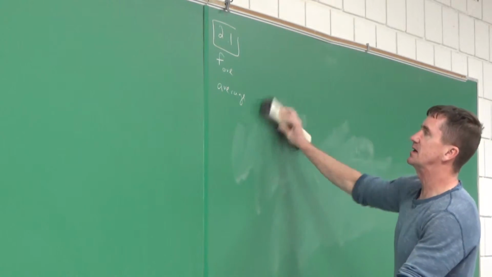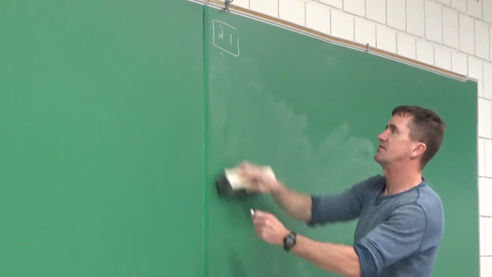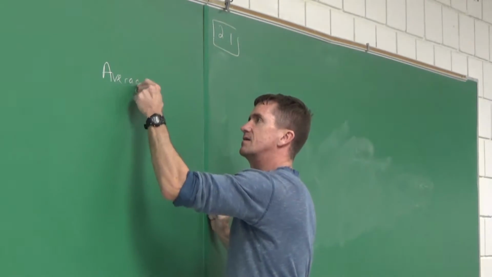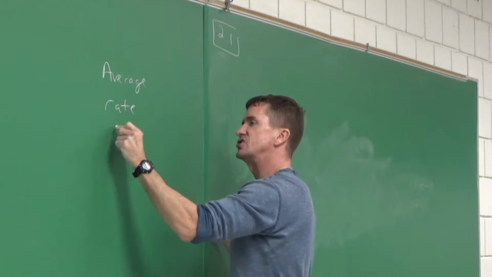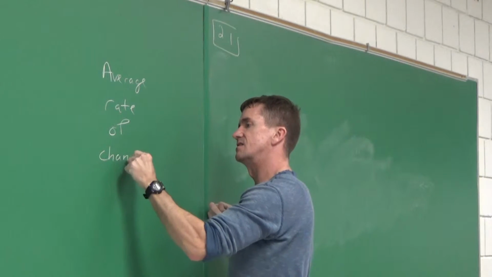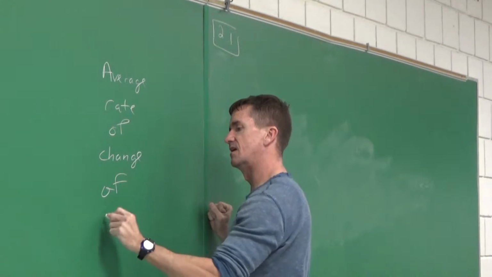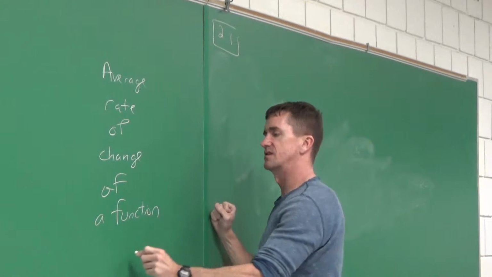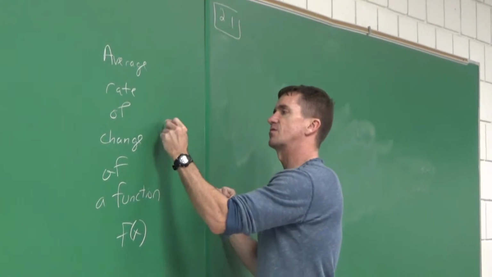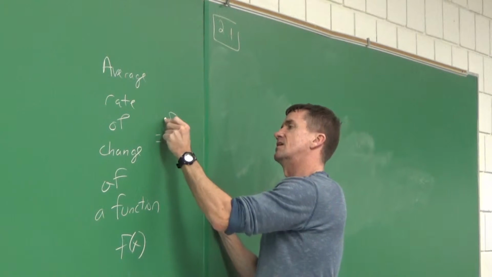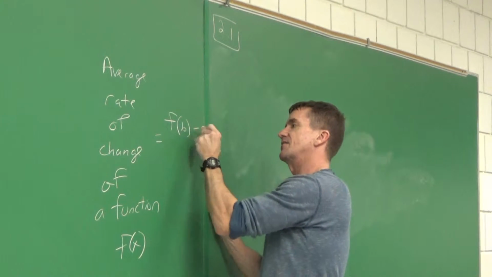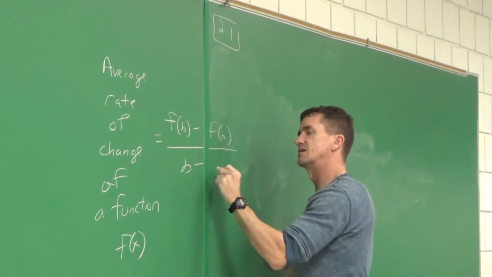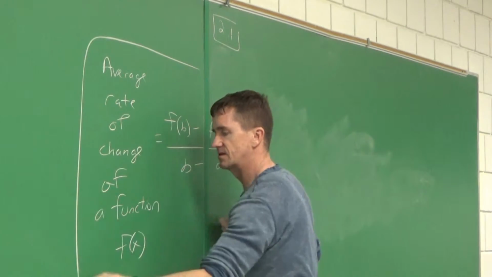I should be clear when I say this. Not really the average value. Would you write this down? This is what I mean by it. The average rate of change of a function. The average rate of change of a function f of x, the math formula is f of b minus f of a all over b minus a. That's all we have to do.